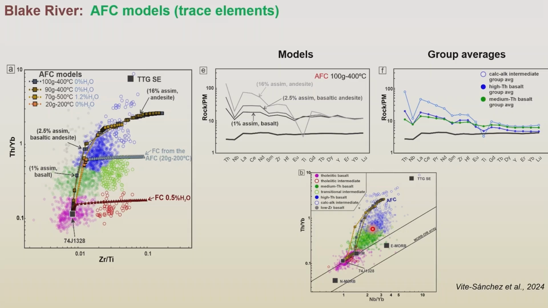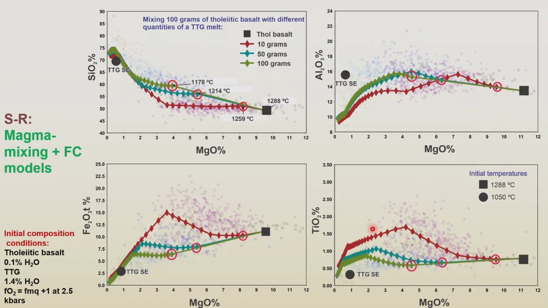So now we will see the mixing models. That is something interesting that we are starting to take a look at. So it is the same case. We are having the tholeiitic initial composition being mixed with a TTG melt. So we have the temperatures for both. The TTG melt is for sure colder. So we have different proportions of the melt going into the tholeiitic basalt.